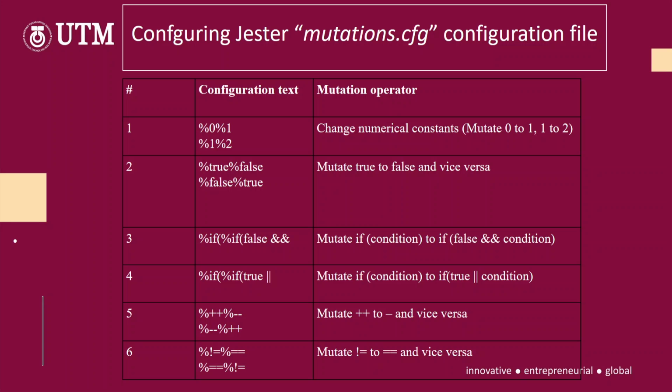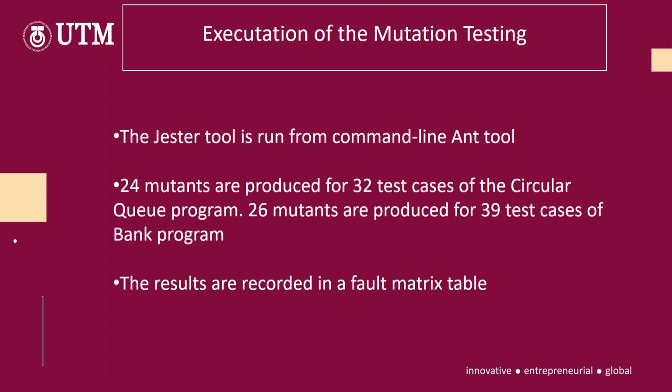So the Gesture configuration file mutations.cfg is configured. Here we can observe 6 mutation operators. First, 0 is changed to 1, 1 is changed to 2, 2 is changed to false, and vice versa. The if condition is tampered with to make it false at all times in some cases, and true at all times in other cases. Plus plus is changed to minus minus and vice versa. Equals to is changed to not equals to and vice versa.